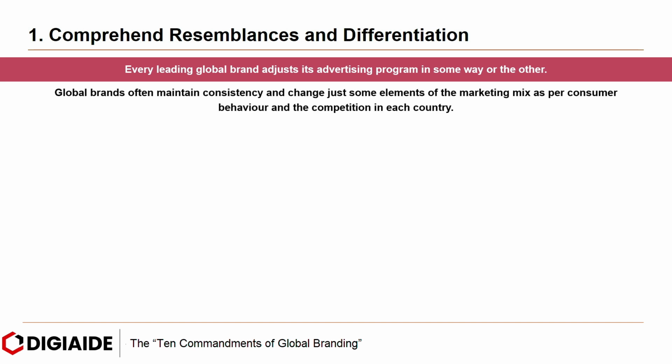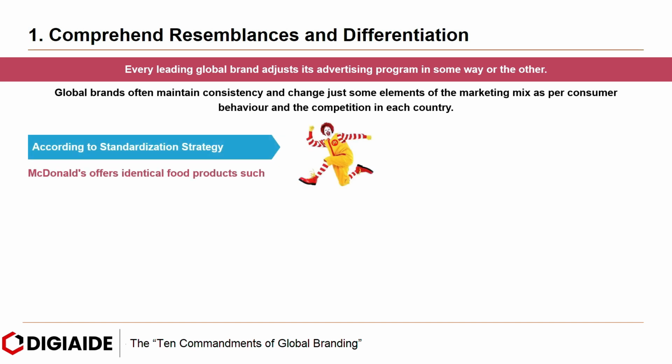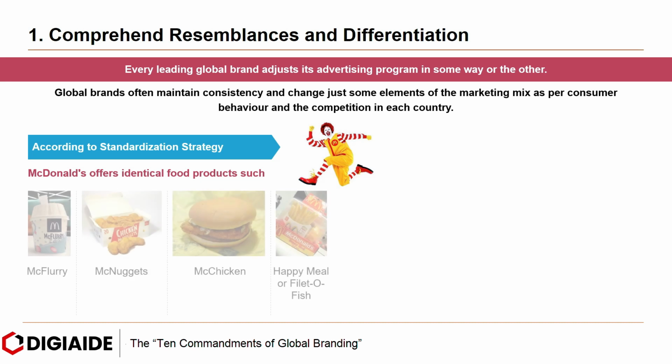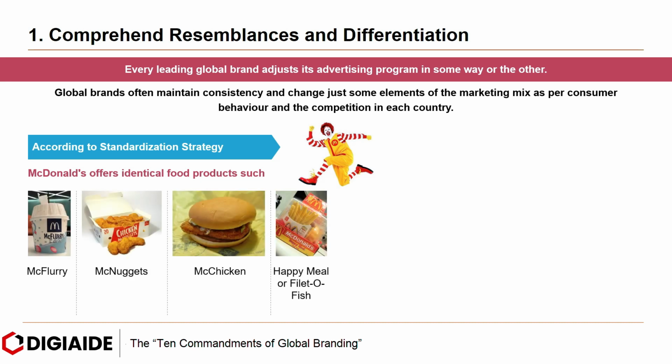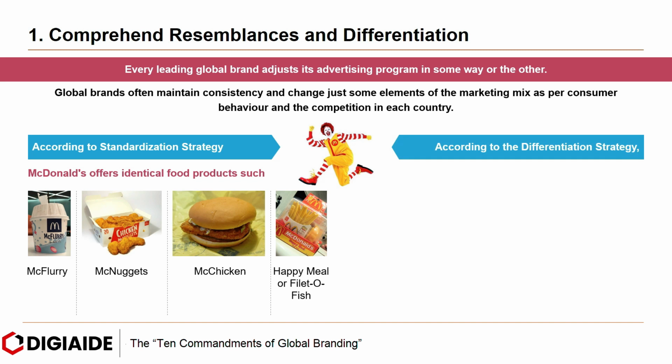Global brands often maintain consistency and change some elements of the marketing mix as per consumer behavior and the competition in each country. Let's take the case of McDonald's. According to the standardization strategy, McDonald's offers identical food products such as McFlurry, McNuggets, McChicken, and Happy Meal or Filet-O-Fish. But according to the differentiation strategy, McDonald's serves rice burgers in Japan.